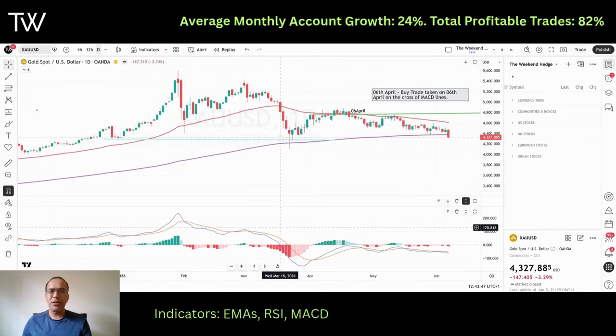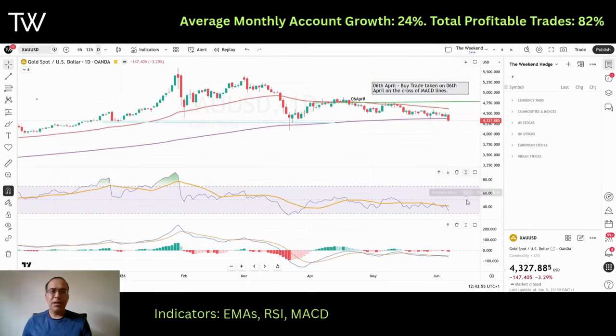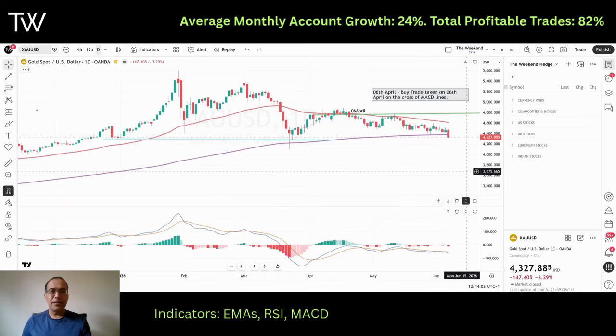Then we will be using the standard MACD indicator, which is here at the bottom. So you can see the histograms, the MACD line and the signal line here. I also have the 14-period RSI, which we would look at from time to time. So keeping it really simple, we will be seeing how we will be using these indicators.